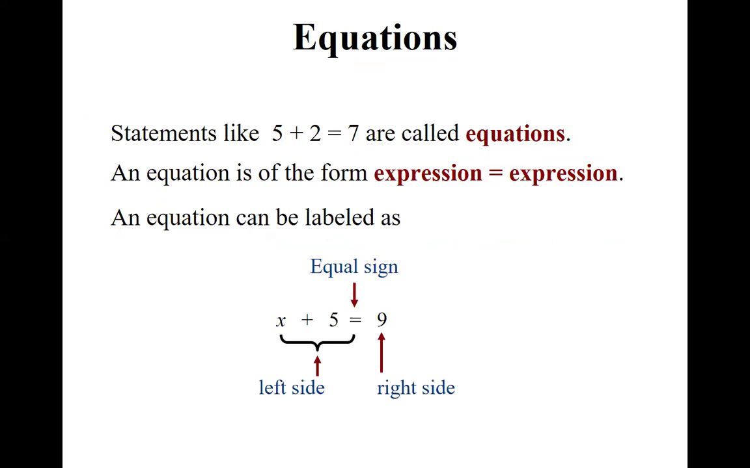So, a bit of a review. Statements like 5 plus 2 equals 7 are called equations, anything with an equal sign. An equation is the form expression equals expression. And if we labeled an equation, the equal sign would be in the middle. Then we'd have the left side and the right side. The equation is saying that these two sides are equal to each other, that they have the same value.